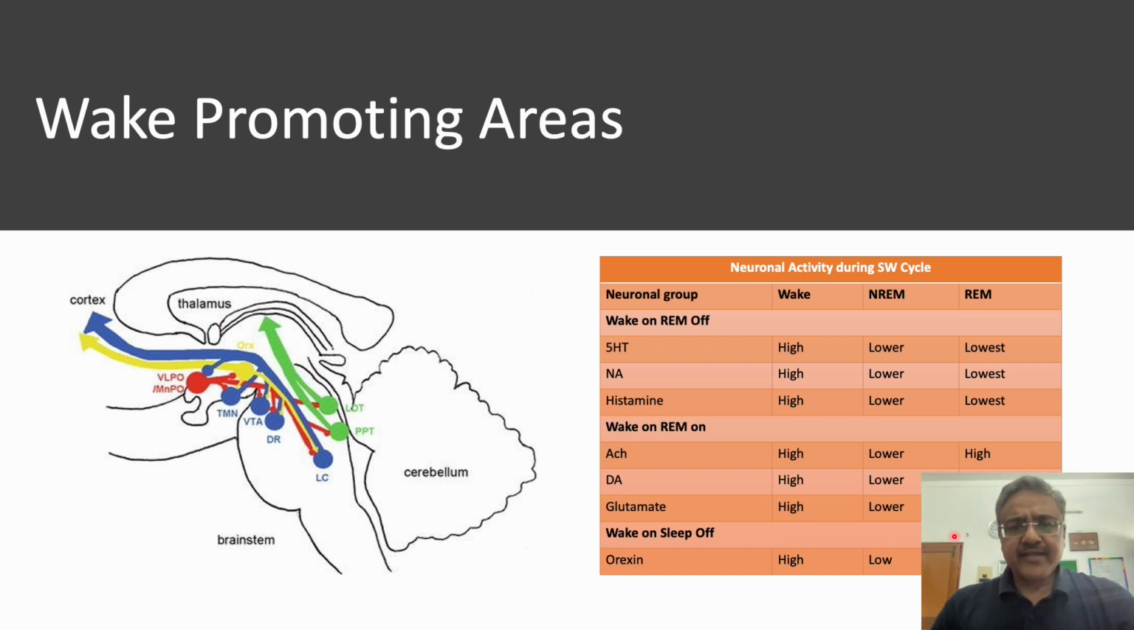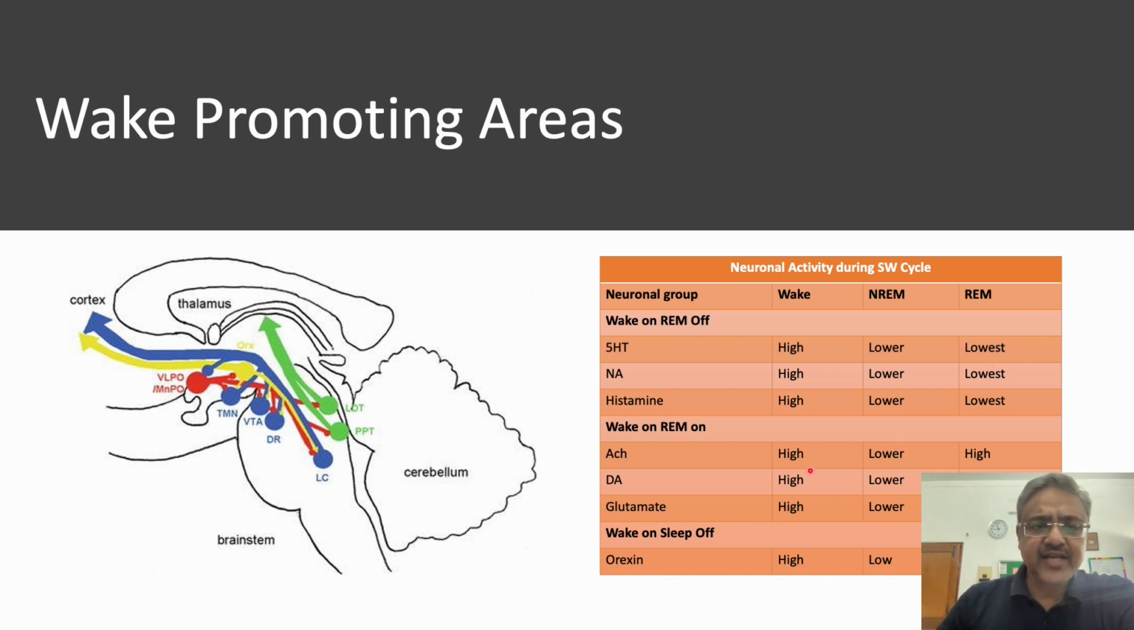If we look at the wake promoting areas, their activity differs during the state of wakefulness, non-REM sleep and REM sleep, and there is a relative difference in the activity of all these areas, and that leads to the appearance of different kinds of sleep stages. For example, when we look at the serotonergic neurons, their activity is highest during wakefulness, goes down during non-REM sleep and becomes the lowest during REM sleep.